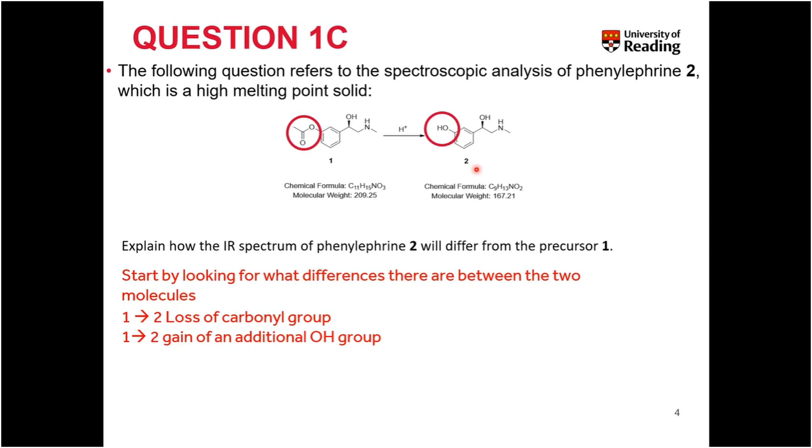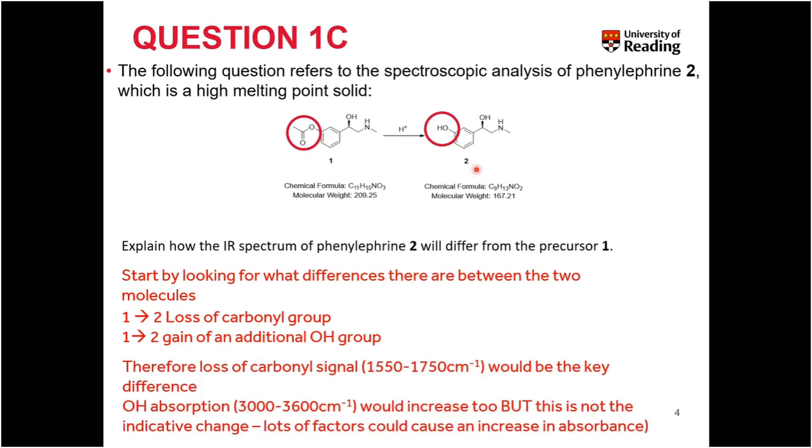And so the answer to the question that I would expect is for you to state that there is a loss of carbonyl signal between 1550 to 1750 wave numbers, and this would be the key difference. So there would be no carbonyl signal in compound 2, but there would in compound 1. I would also expect you to say that the OH absorbance between 3000 and 3600 wave numbers would also increase.